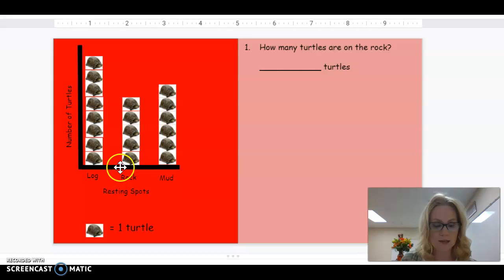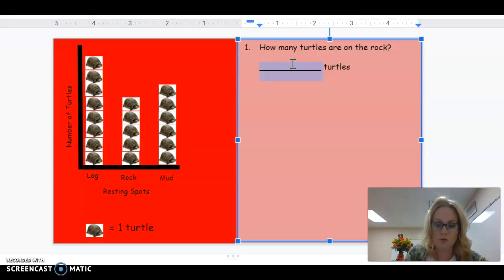There it is. Now I need to count how many turtles are stacked on top. Once I know, I will fill in my answer. So 1, 2, 3, 4, 5. And then we will write 5. 5 turtles.